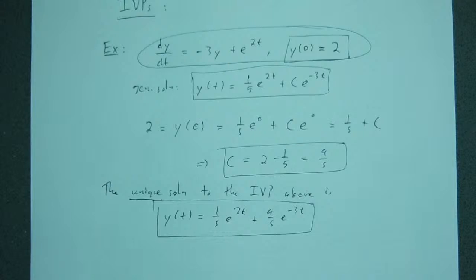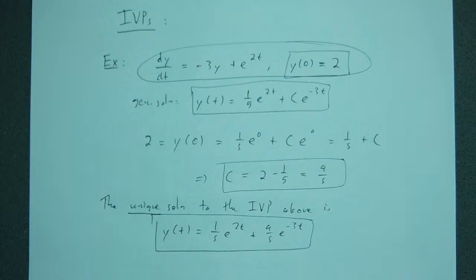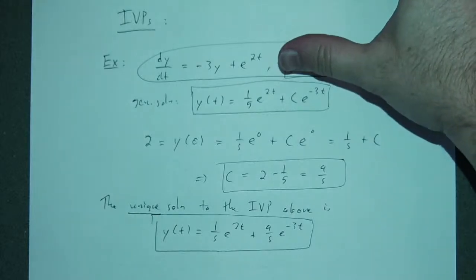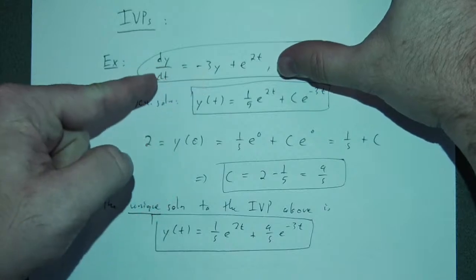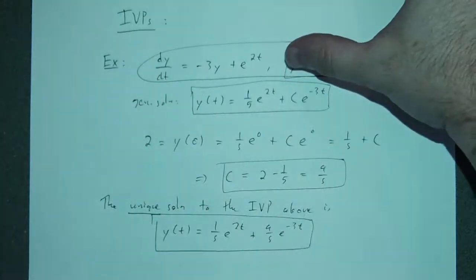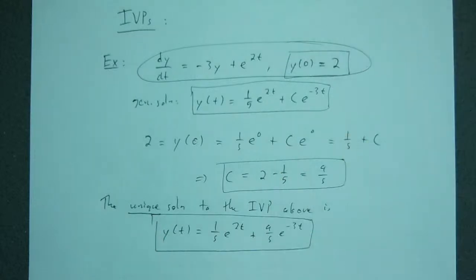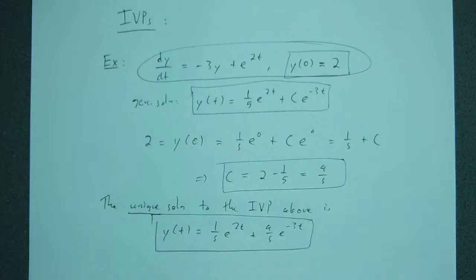So notice that for an IVP, you first ignore the initial condition. Solve the equation by the recipe, in this case. There's our solution that we found. Then you impose the initial condition to select one of those from the infinite family, and this is the one that has been picked out. That's how that works. Let's do another example.